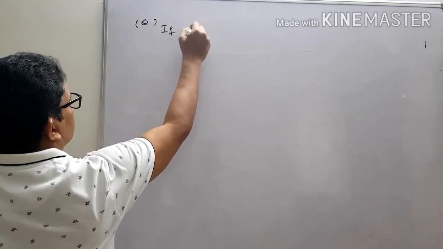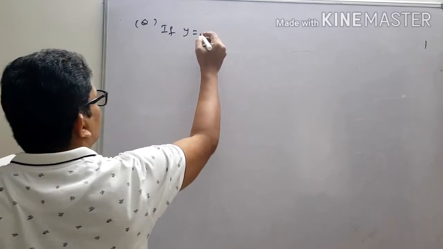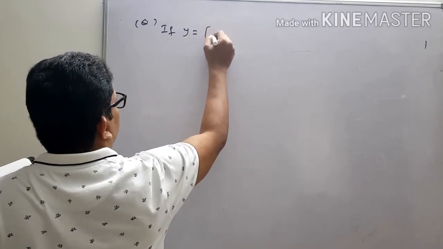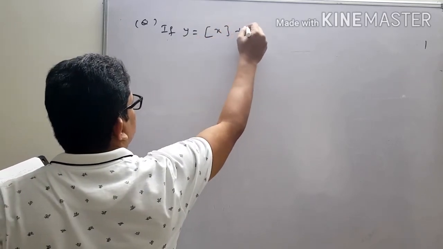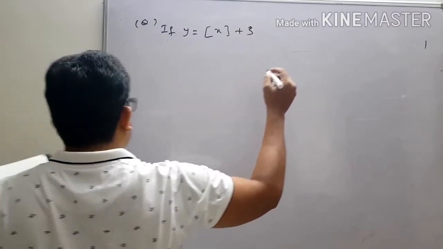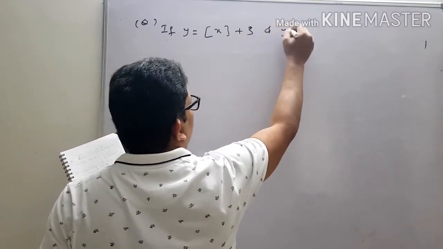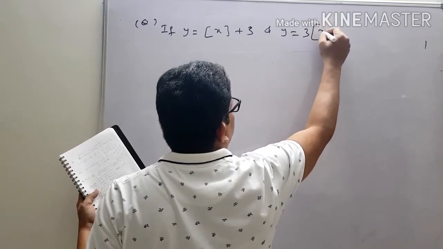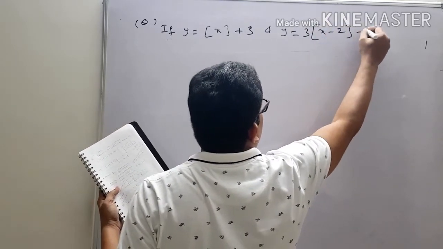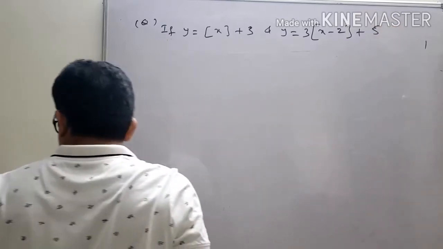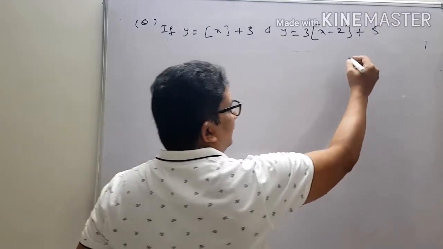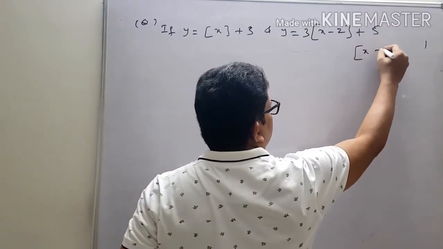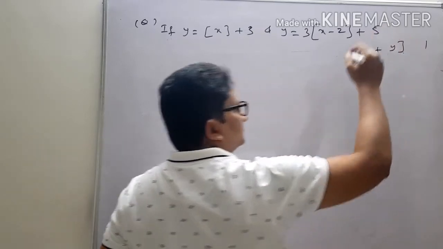If y equals [x] plus 3 and y equals 3 times [x minus 2] plus 5, then find the value of [x] plus y. That is the question.